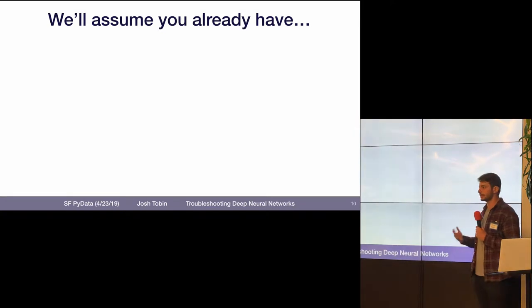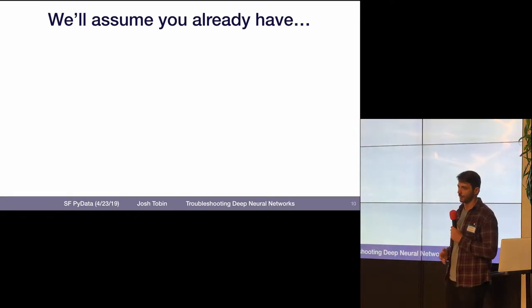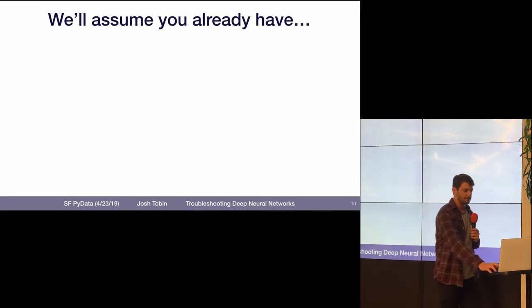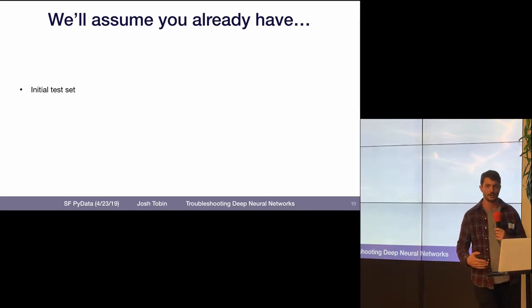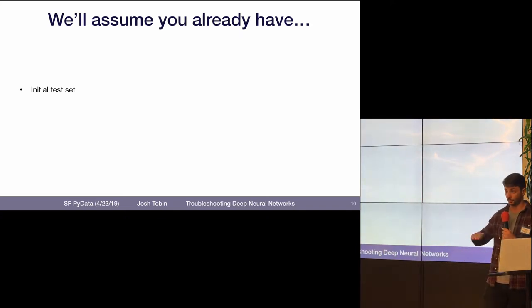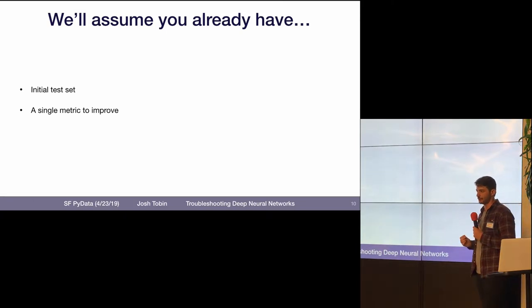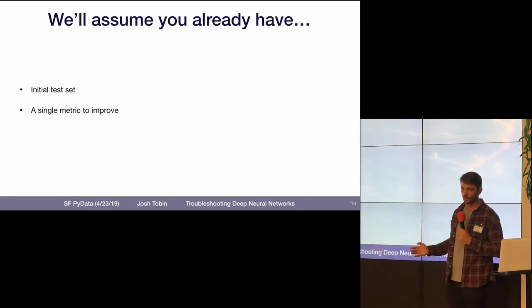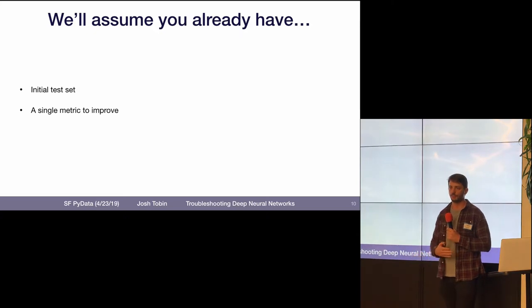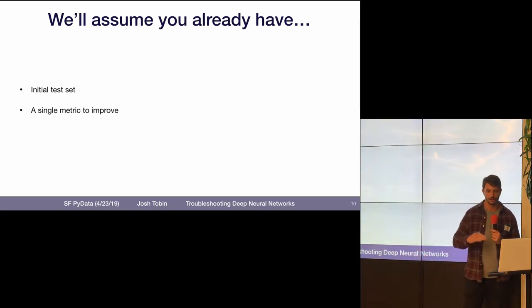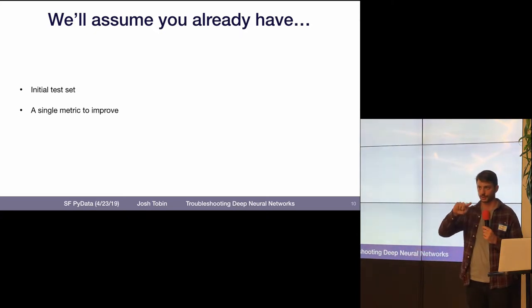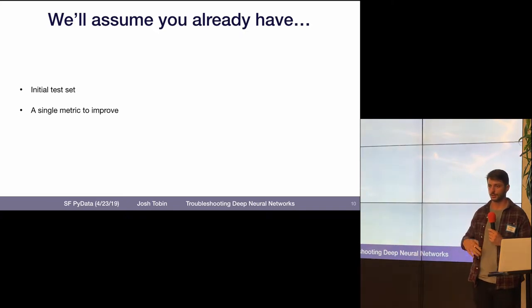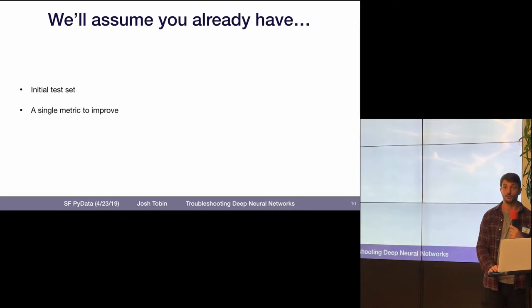But before you even get to this point, it's pretty important that you have a few things in place in your project. You need to have some sort of test set or validation set that you're going to look at your performance on. You need to have a single metric that you're trying to improve, right? So in the real world, machine learning projects are complicated. You care about many things, but machine learning tends to work best when there's a single number that you're trying to drive down. And so at any given time, it's helpful to pick one and focus on improving that metric.